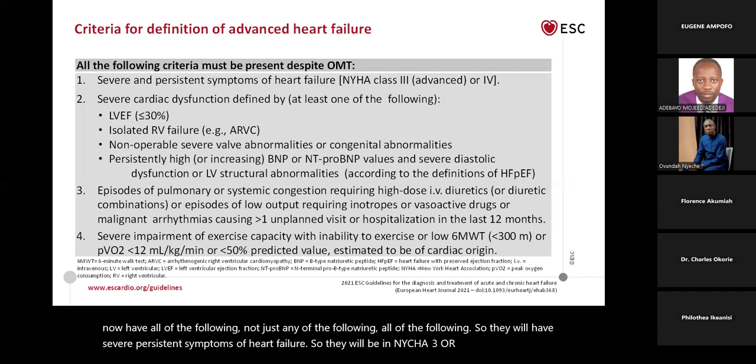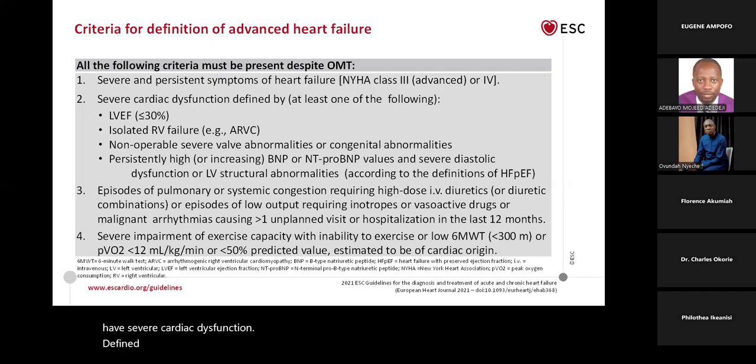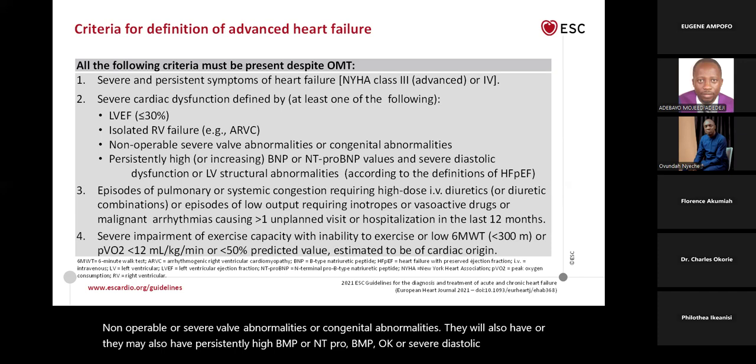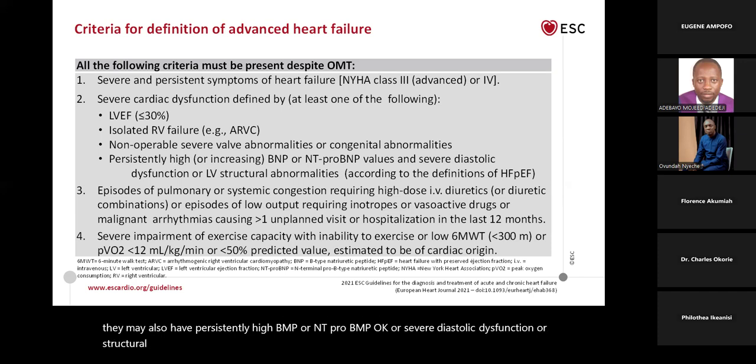Second, they will have severe cardiac dysfunction defined by any of the following: ejection fraction less than or equal to 30%, isolated right ventricular failure, non-operable or severe valve abnormalities or congenital abnormalities. They may also have persistently high BNP or NT-proBNP, or severe diastolic dysfunction or structural abnormalities. That's if you are dealing with heart failure with preserved ejection fraction, it would be severe LVH in hypertrophic cardiomyopathy and others.